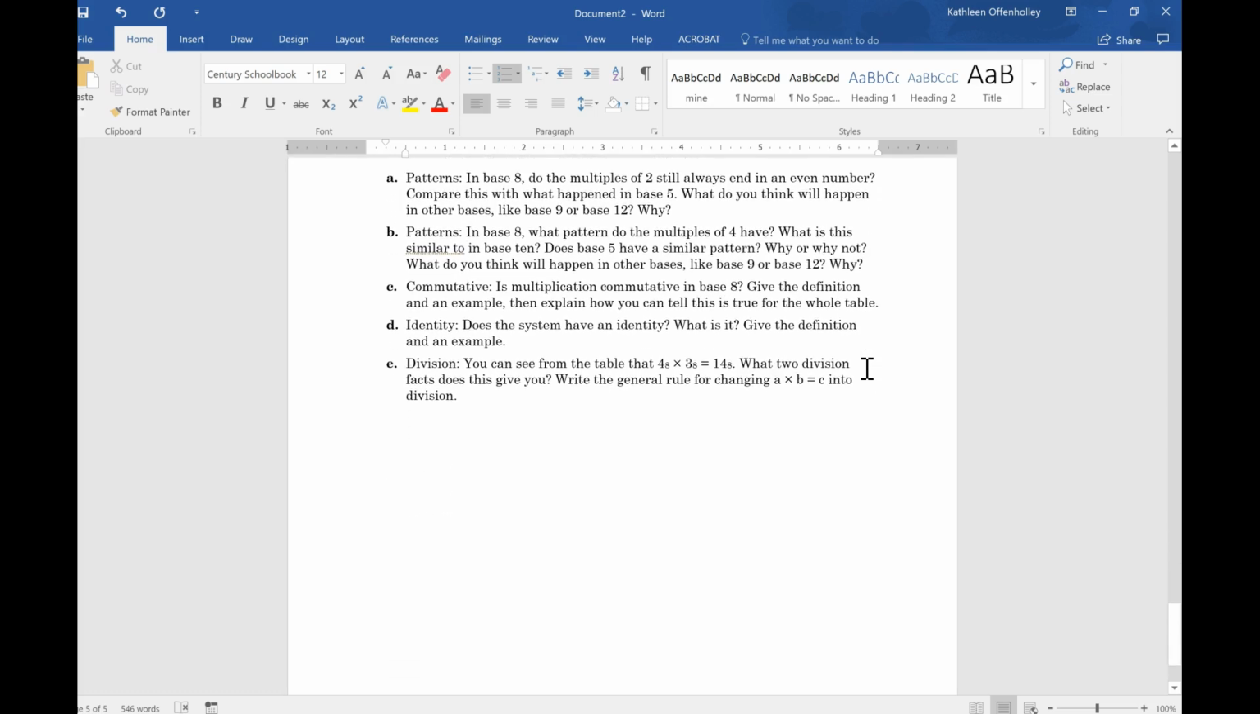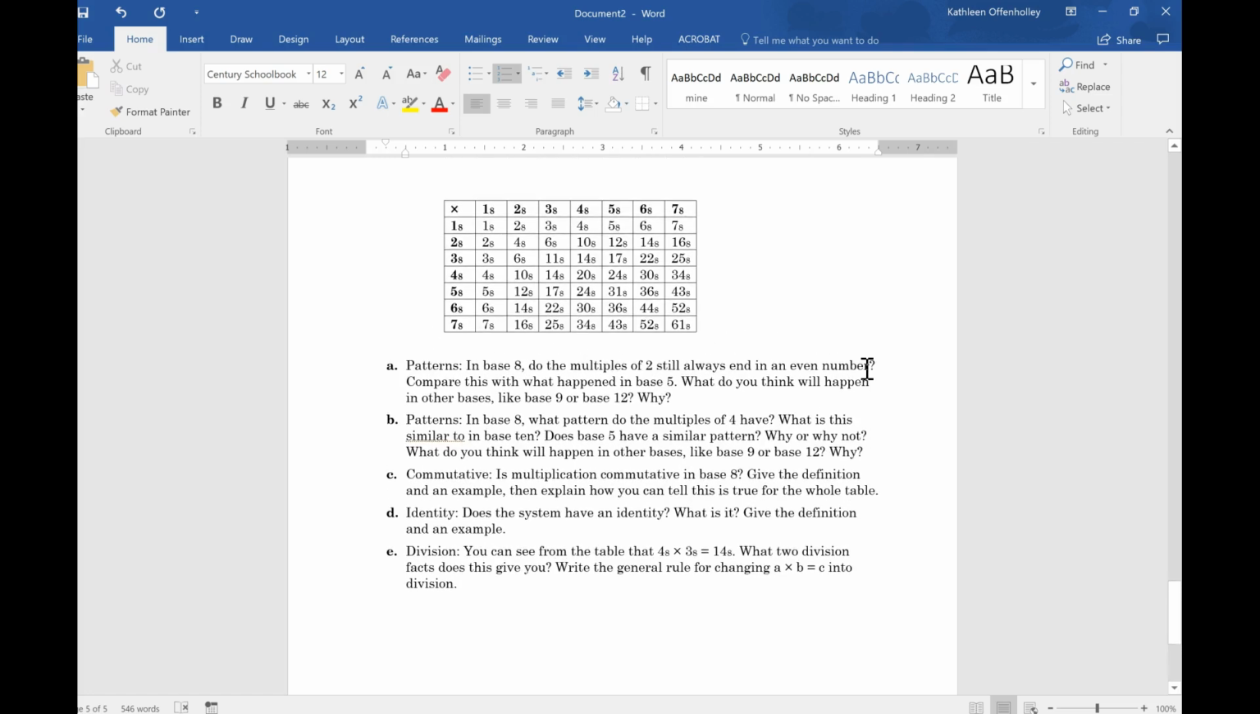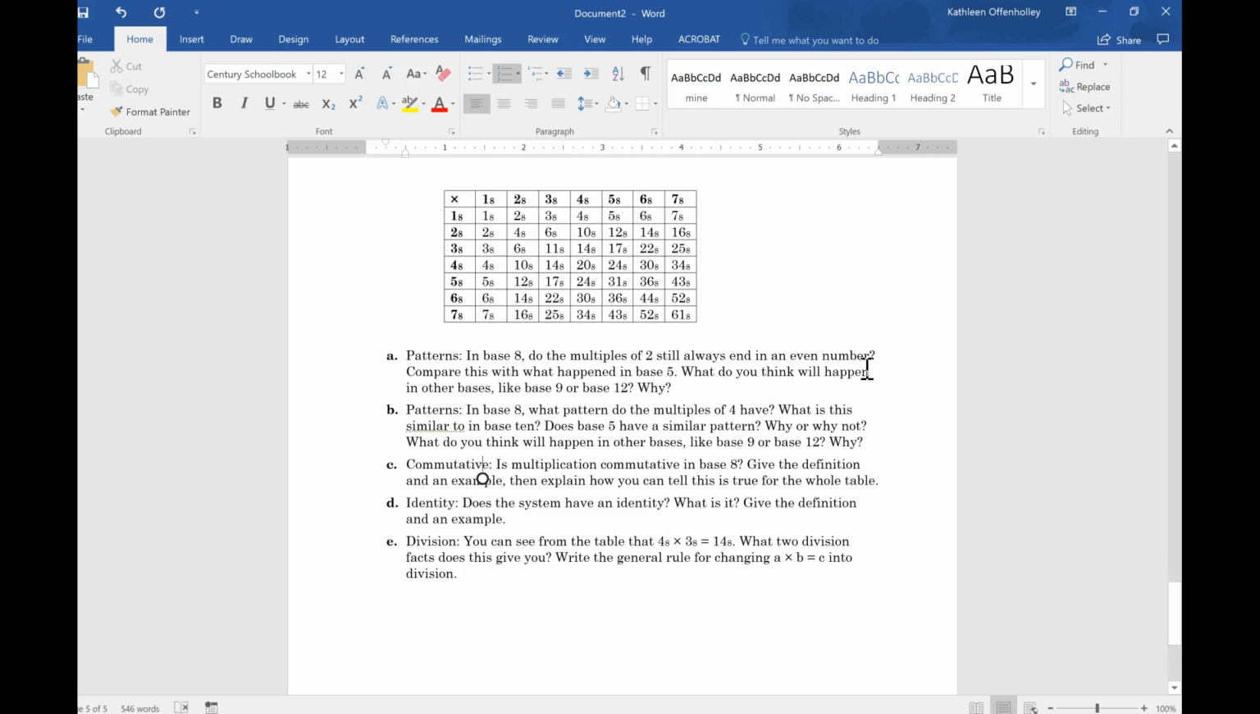Finally, let's try identity and division. Does the system have an identity? Remind yourself of what identity means. Identity means that if I have A times my identity, I get A back again. I get the number back again. So what number allows us to get our original answer back again? For instance, 6 times identity should give me 6 again. And if you look at the table, that happens with the number 1. So once again, 1 is our identity.